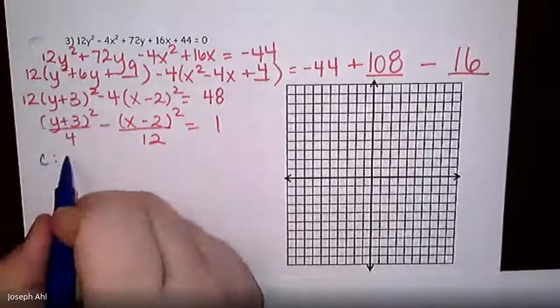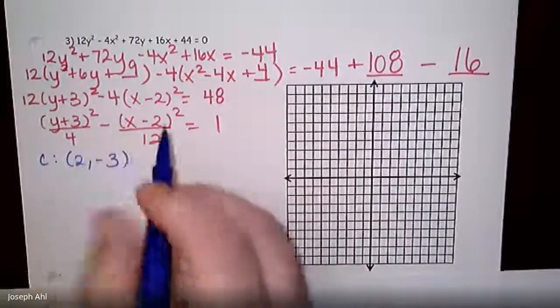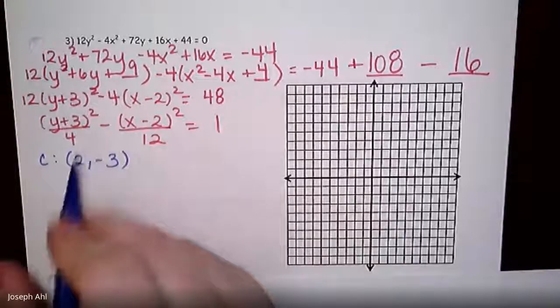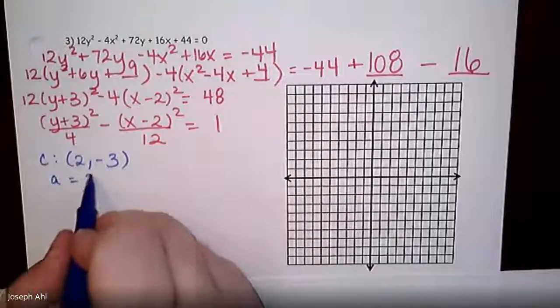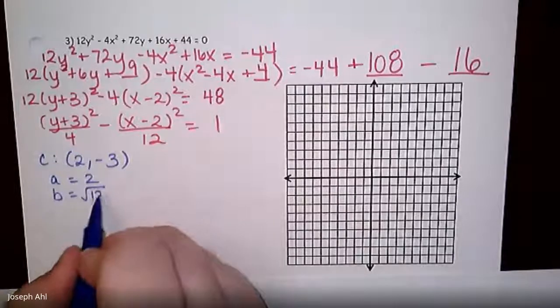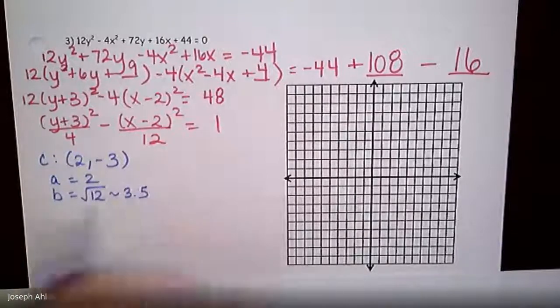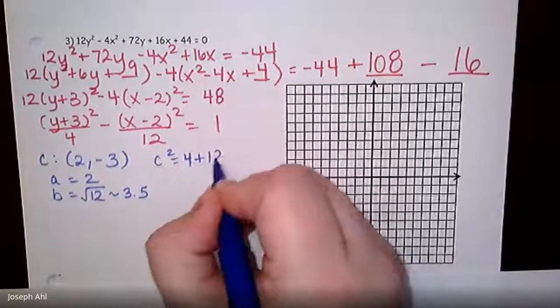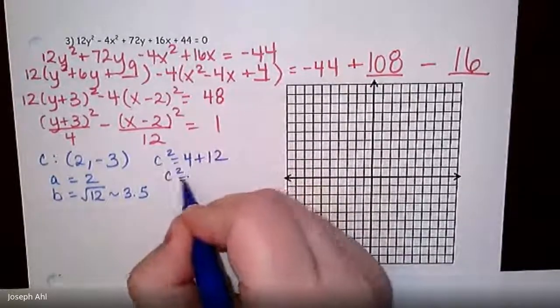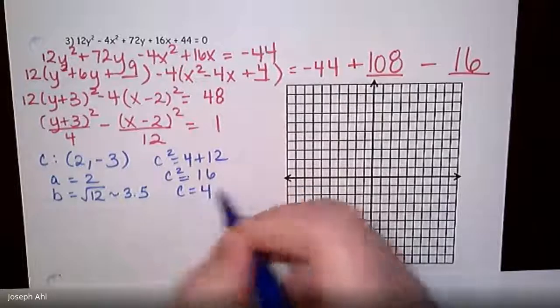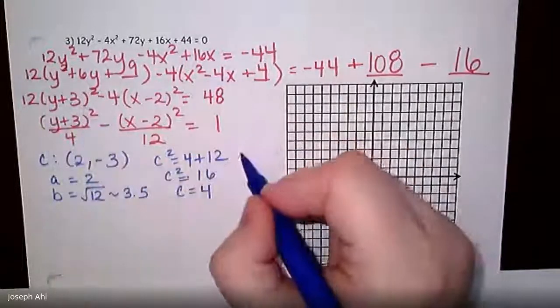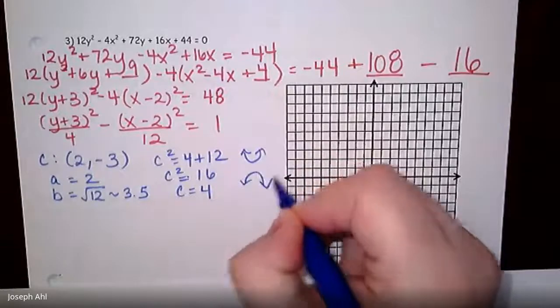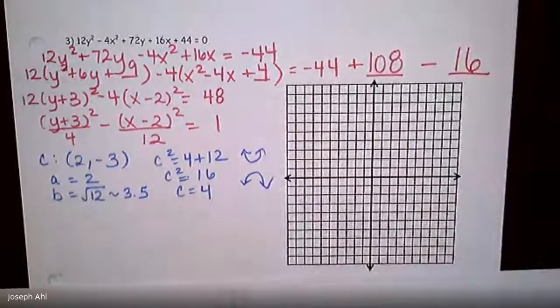The center of this one's going to be at (2, -3), right? X value from the x's. Value of a is 2, and b is the square root of 12, which is about 3.5 for graphing purposes. c squared is going to equal 4 plus 12, which is 16. So c is therefore 4. The y's are first, so it's going to open vertically up and down. That's all I need to make my sketch.